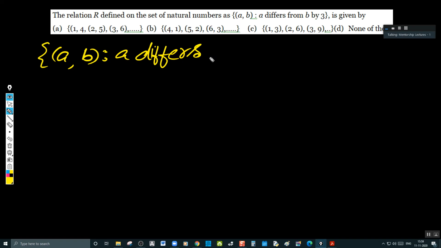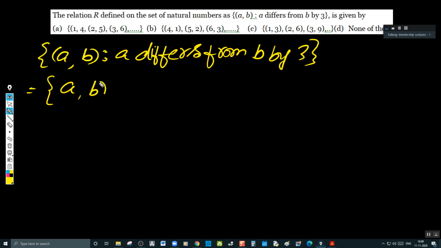A differs from B by 3. It's nothing but (A, B) ordered pair such that |A − B| = 3. You must use modulus also, because it can be A minus B, and it can also be B minus A.